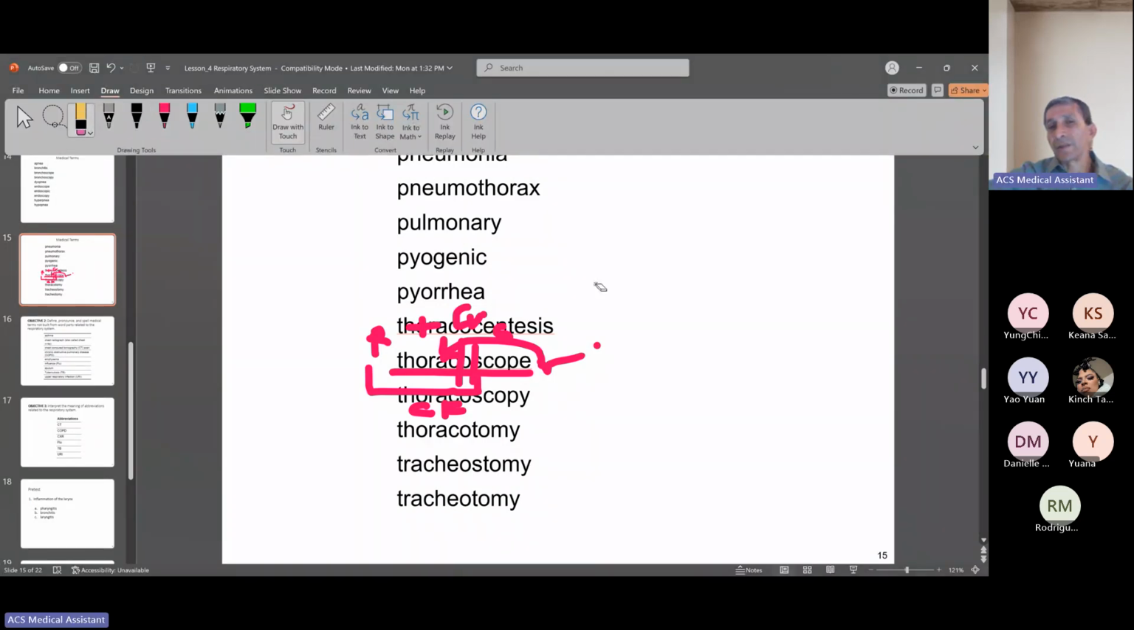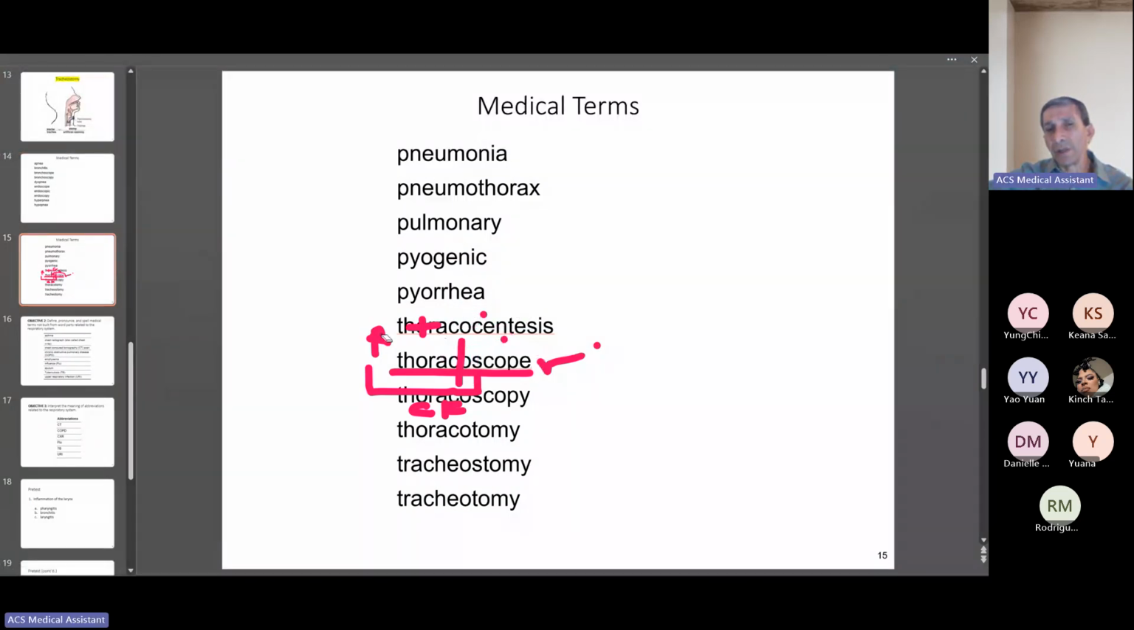So once again, this is an instrument, scope. All the time that you encounter these medical terms ending in scope, remember, you're going to be using an instrument, like your stethoscope. Your stethoscope is called scope because this is the instrument that you're going to use. So this is an instrument, device, machine, if you will.